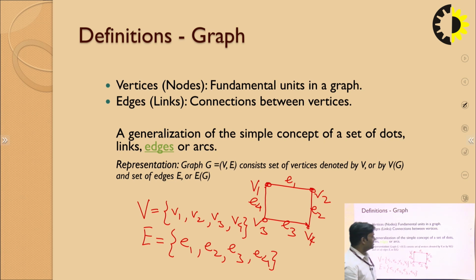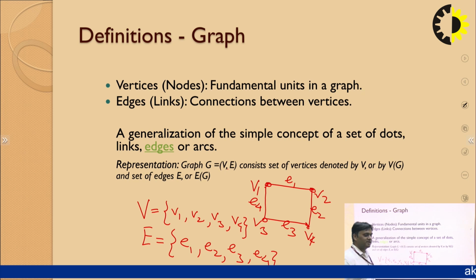A graph is a generalization of the simple concept of a set of dots, lines, edges or arcs. A simple definition of a graph is a combination of vertices and edges. Graph G equals (V, E) consists of a set of vertices denoted by V or V(G) and a set of edges E or E(G). Here V is for vertices and E for edges. The vertices in this graph G are V1, V2, V3, V4 and the edges are E1, E2, E3 and E4. This is the simple definition of a graph.